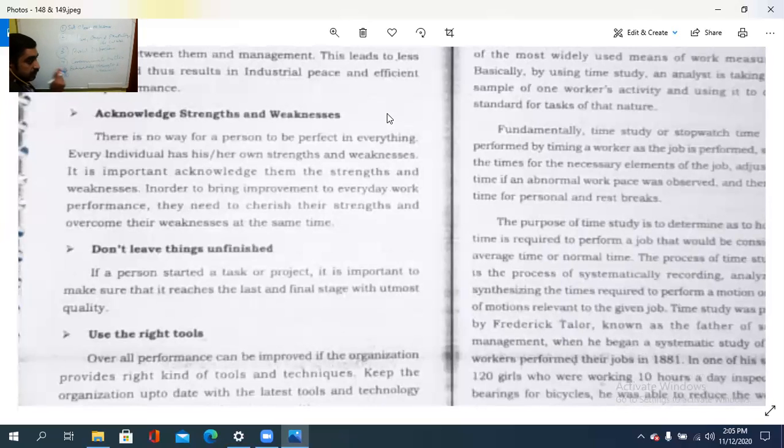And sixth one, what is that? Don't leave things unfinished.